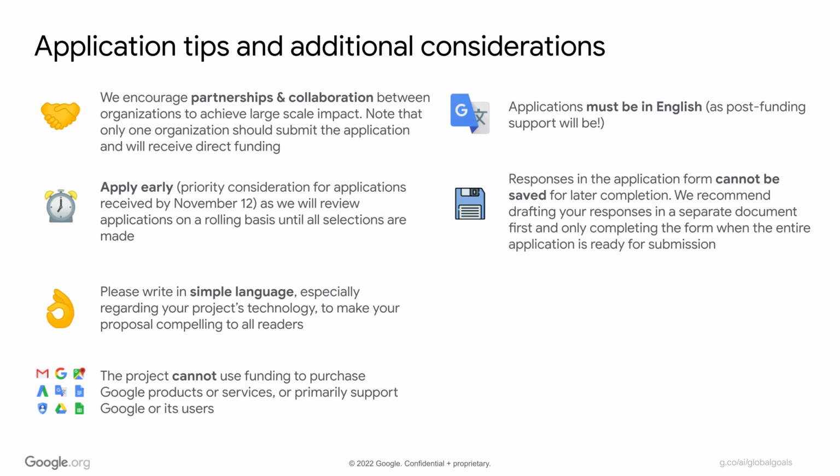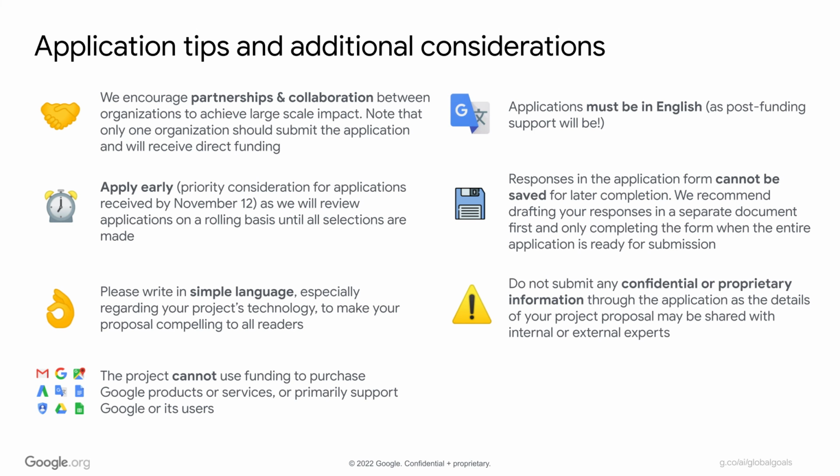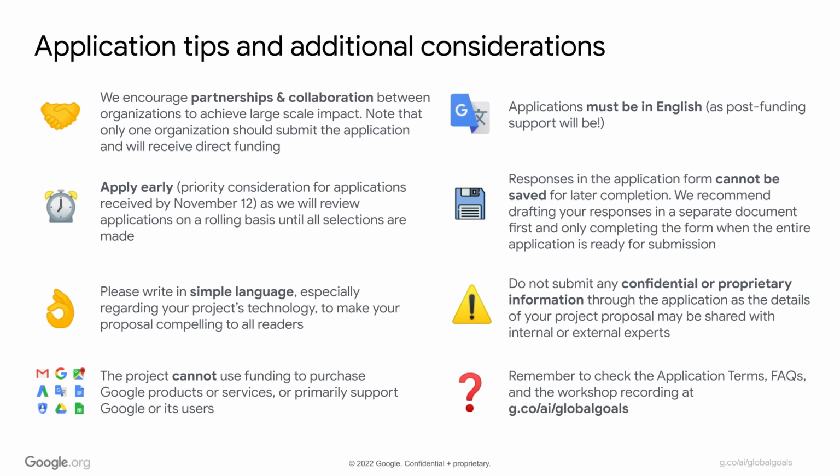A PDF copy of the application questions can be found on our website. Please do not submit any confidential or proprietary information. The details of your project proposal may be shared with internal or external partners and experts for review. And finally, additional information such as the application terms, FAQs, and a workshop recording can all be found on our website, g.co/ai/global goals.